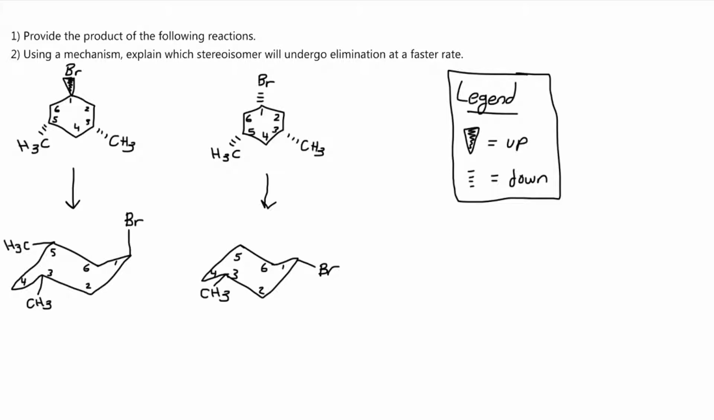Great, let's move on to carbon 5. So carbon 5 also has the CH3 on a down position, and as I've shown earlier, the down position is going to be equatorial on carbon number 5. So we would have it like this.